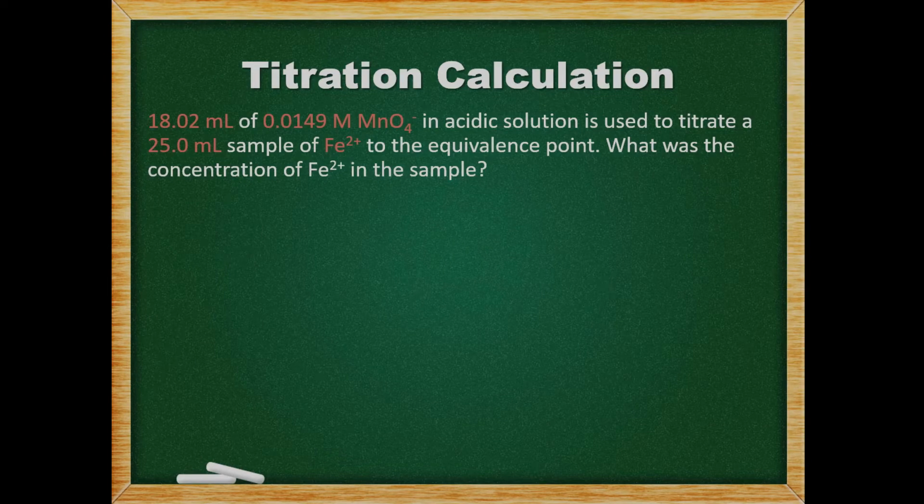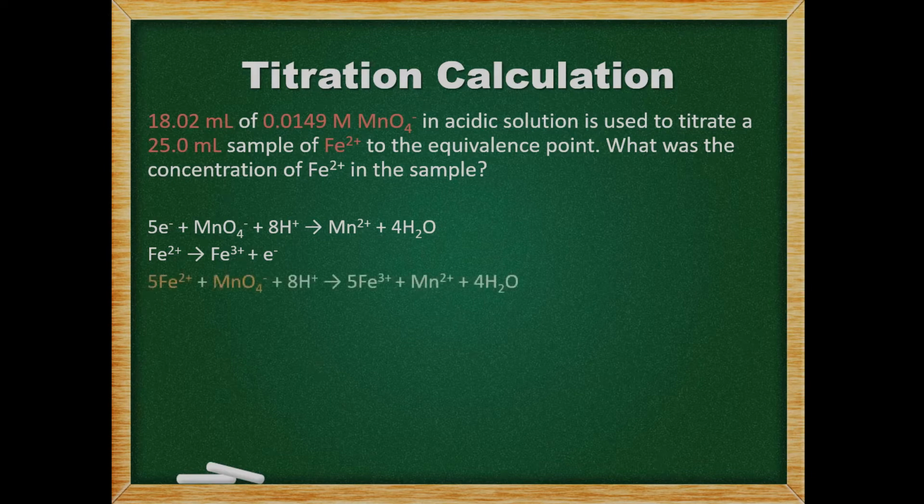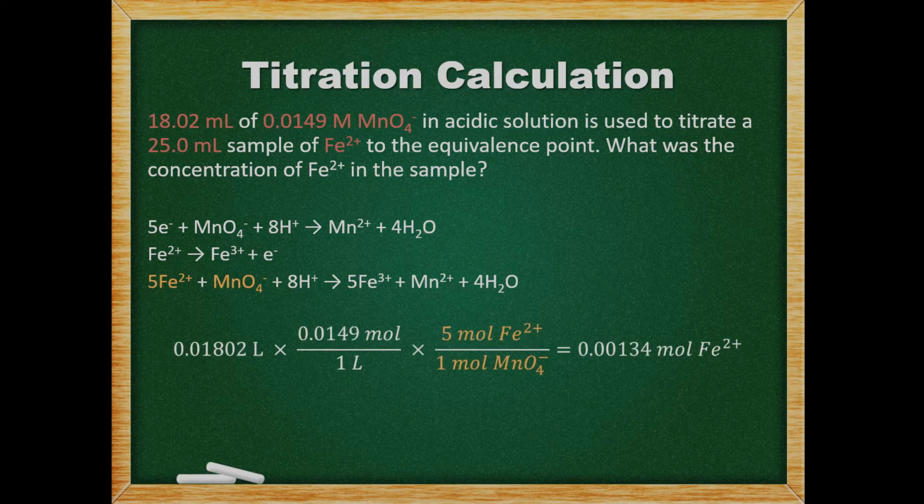Here we are asked to find what the concentration of iron 2 ions was after titrating a 25 milliliter solution of iron 2 ions to the equivalence point, while using 18.02 milliliters of 0.0149 molar permanganate ion in acidic solution. We always begin by writing the balanced net ionic equation for the titration reaction, which we get from combining the half reactions of the iron 2 ion and the permanganate ion. We take our volume of permanganate used and use it to find the moles of iron 2 ions that were in the 25 milliliter sample. We can then divide the moles of iron 2 ions by the initial volume to give us the concentration in the original sample.